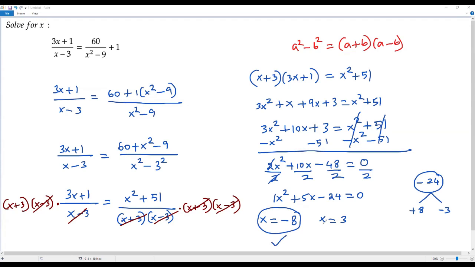Okay, now let's verify the second solution, that is x equals 3. If I plug in x equals 3 into the first denominator, 3 minus 3 becomes 0. Since the denominator over here becomes 0 for x equals 3, the value of the fraction becomes undefined. So this x equals 3 is an extraneous solution, that is an invalid solution. Okay, we have only one solution for the given rational equation, that is x equals negative 8.